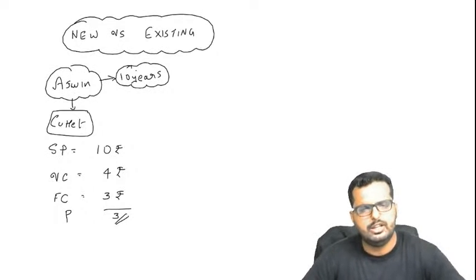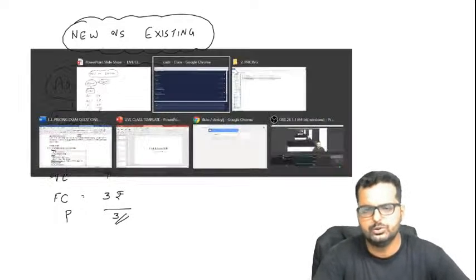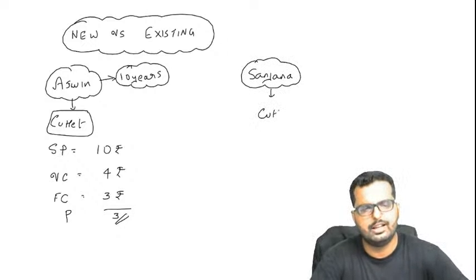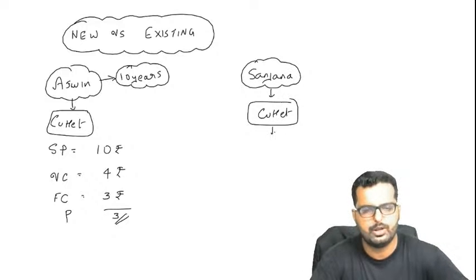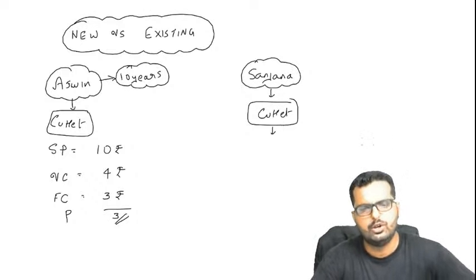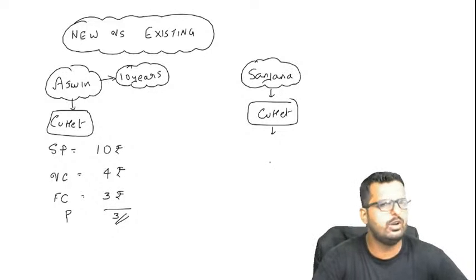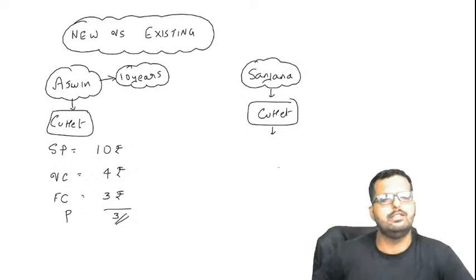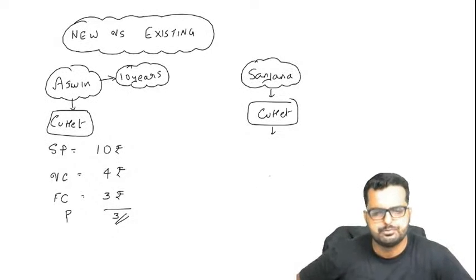Now, suddenly, next to Ashwin's shop, a new shop is coming up which is opened by Sanjana. Sanjana is also selling cutlets, just like Ashwin. Okay. Now she wants to penetrate the market somehow. All right. So if she wants to penetrate the market, what will she do? Will she sell at 10 rupee? No. She will sell at a very very lower price. My question to you is, what is the lowest price at which Sanjana can sell this cutlet?